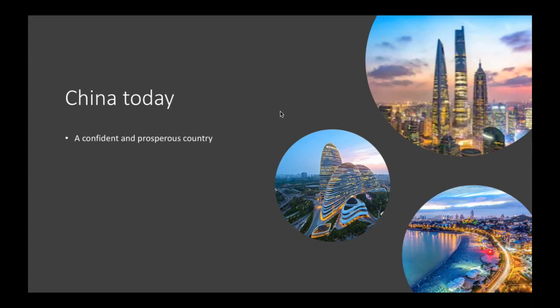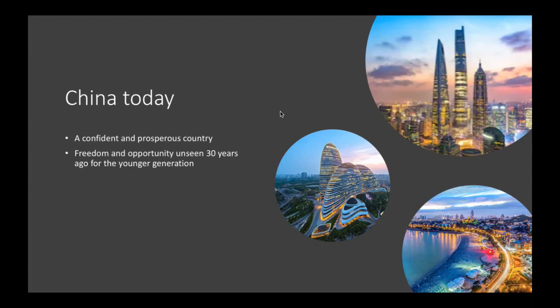China today, of course, is a very different country, all but unrecognizable from those days of the Cultural Revolution. It is a confident and prosperous country, a country where freedom of opportunity that's been unseen from 30 years ago exists within the younger generation.